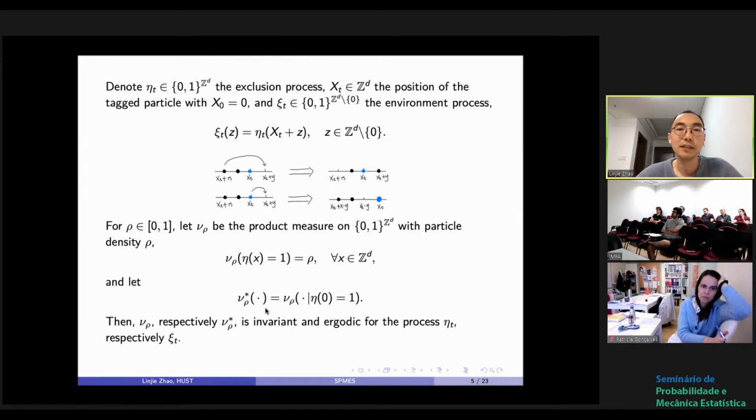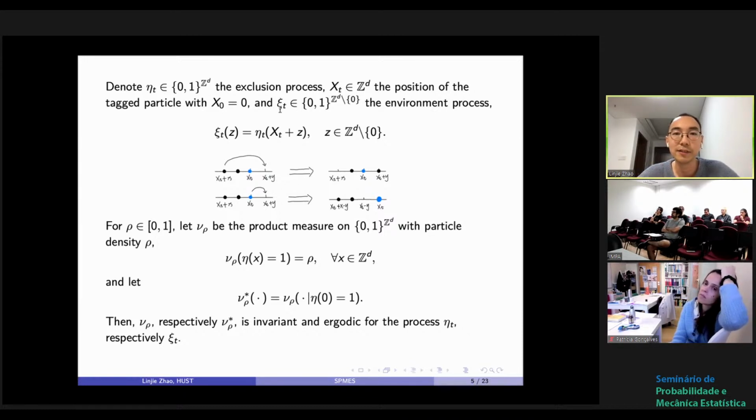So we first fix some notations. We use η_t to denote the exclusion process, so the configuration space is {0,1}^{Z^d}. And we use X_t to denote the position of the target particle. We usually assume the initial position of the target particle is 0, so X_0 is 0. One could check that the target particle is not a Markov process. So it is difficult to work on the target particle directly.